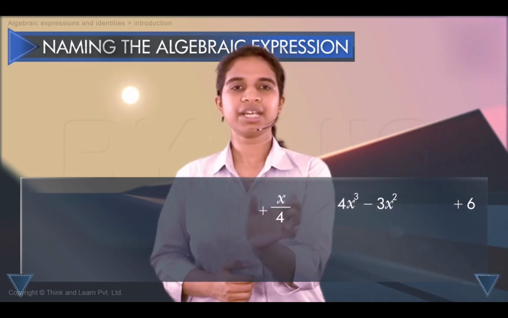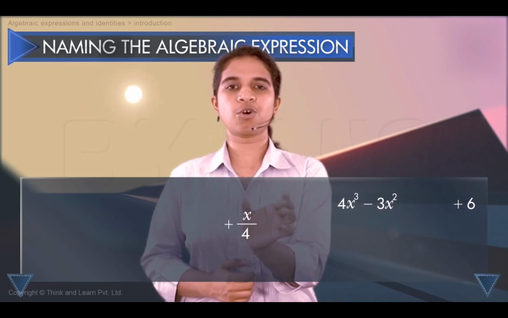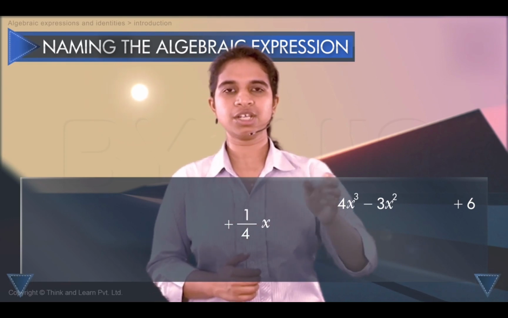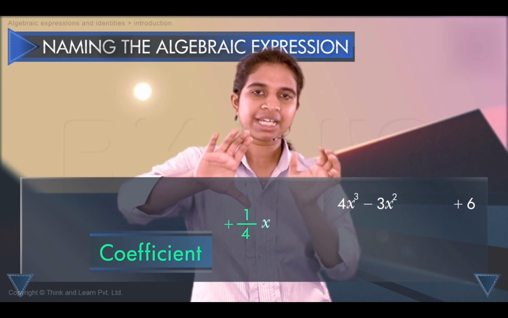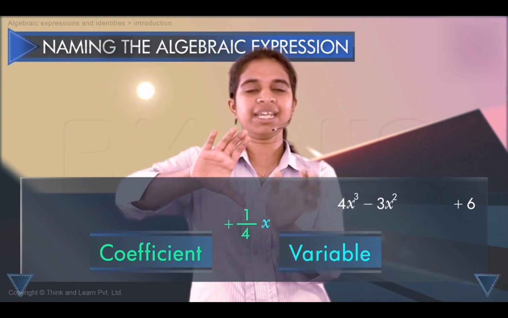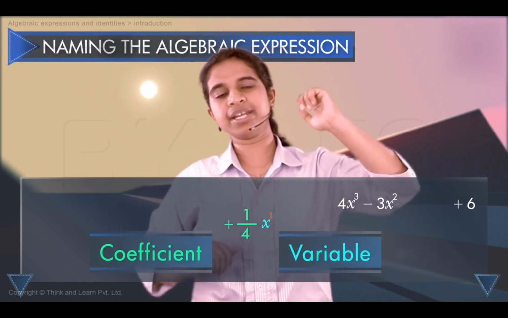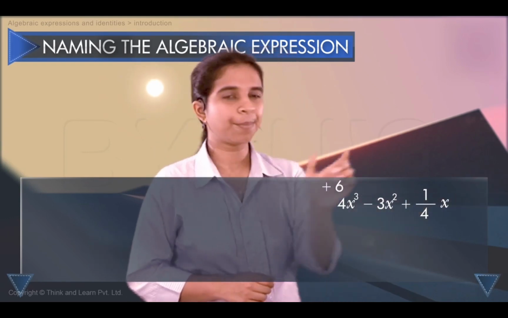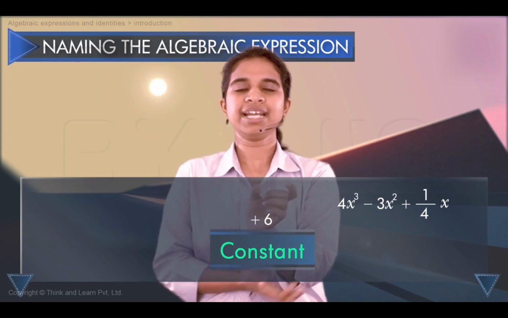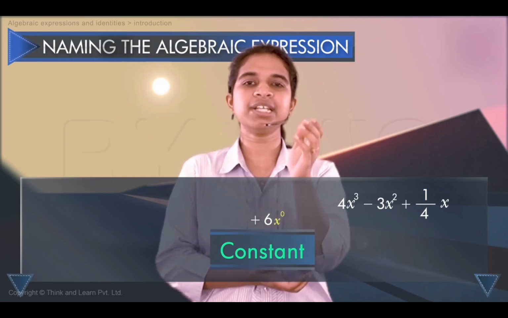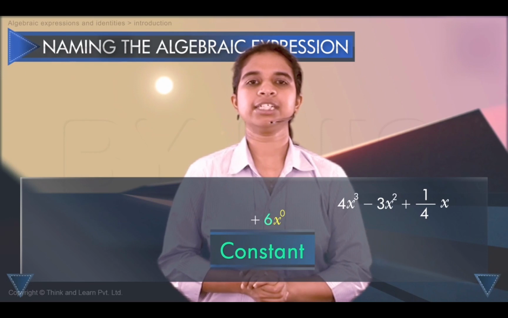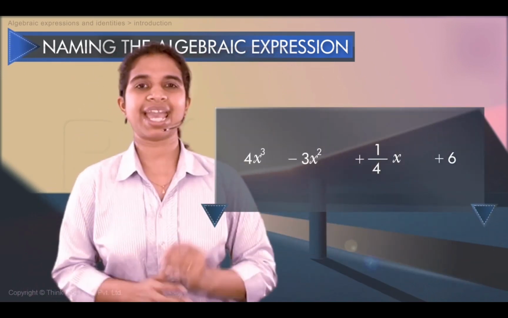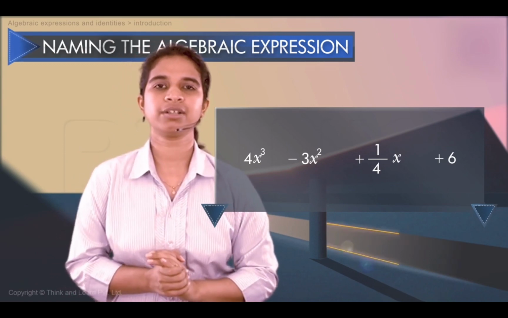Similarly, if you pick the next term, it's plus x by 4, right? x by 4 means I can write this as plus 1 by 4 into x. So 1 by 4 is my coefficient, x is my variable, x meaning x raised to 1, right? So 1 is the power or the exponent. The final term, if you pick plus 6, this is a constant term, right? It doesn't have a variable, which means the variable is raised to 0. 6 is the coefficient, right? So that's the terminology for describing every part of any polynomial, right?